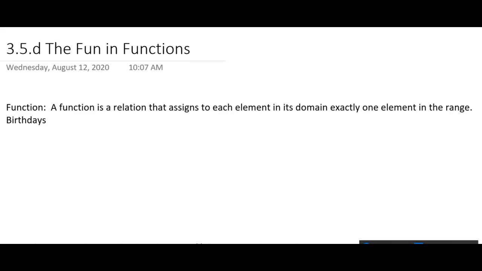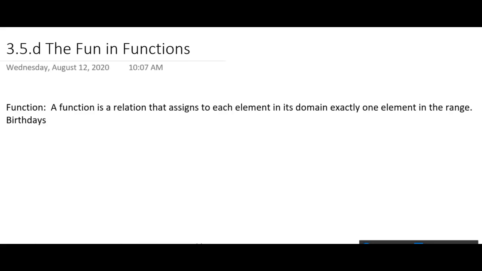So now we're going to talk about functions. We use functions a lot in math, so it comes up, but it has a specific definition. And the one in the book I thought was pretty good. A function is a relation that assigns to each element in its domain exactly one element in the range. And it can be very confusing, but here's an example.